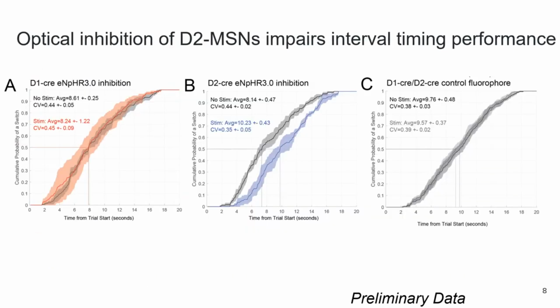We followed this experiment up with optogenetic inhibition of D1 or D2 MSNs in D1 or D2 Cre mice trained to perform this task. And what we noted was that optical inhibition of D2 MSNs caused a robust delay in the times at which animals were choosing to switch. This is an effect that we didn't see in our D1 group or our control fluorophore group.